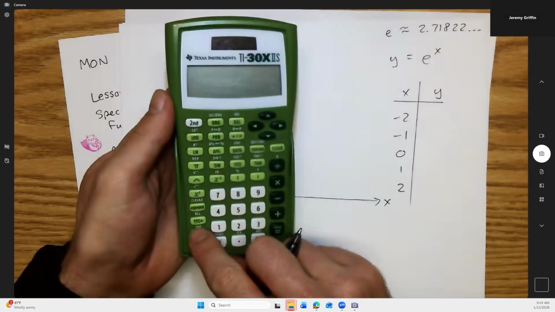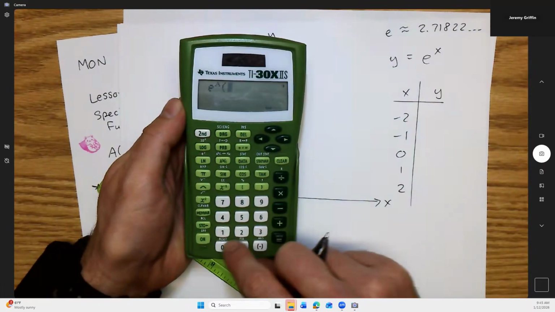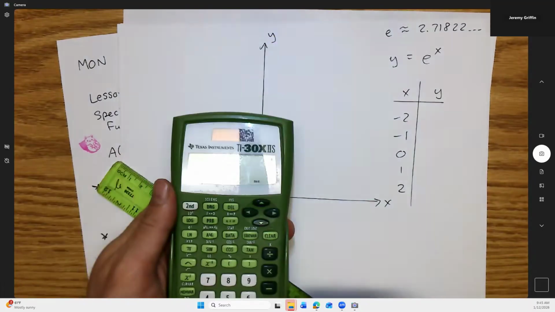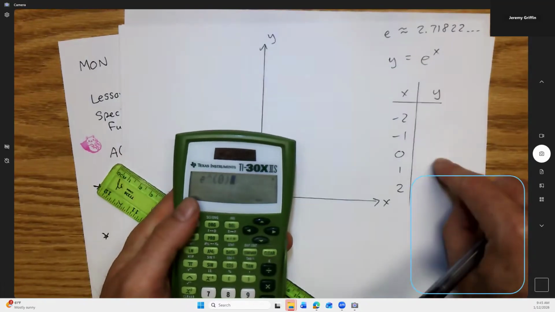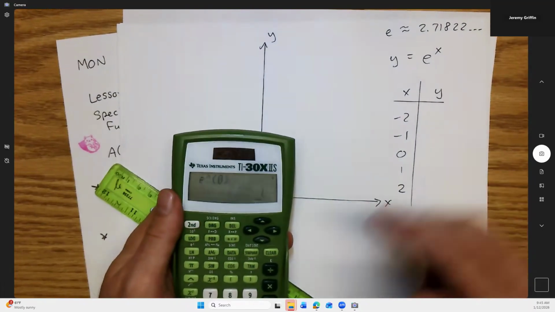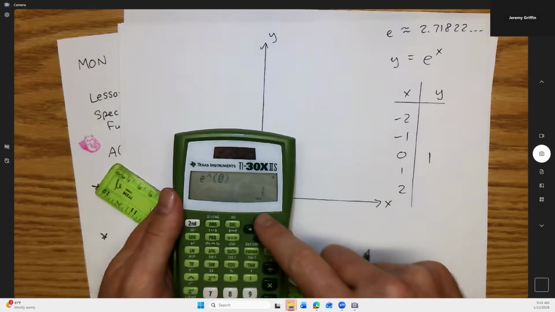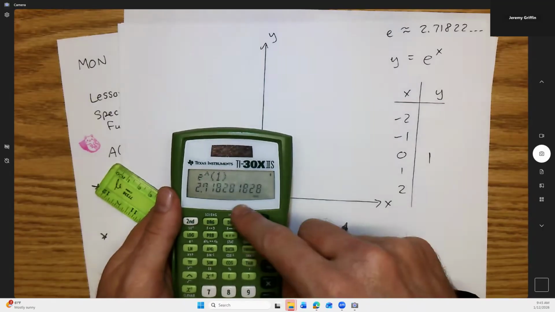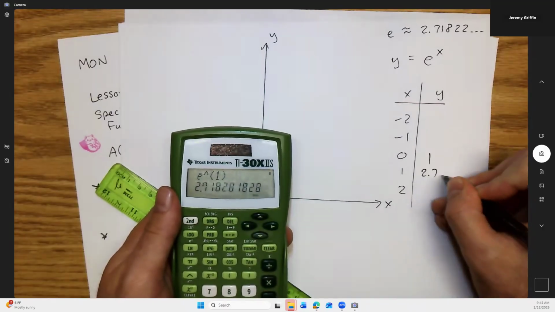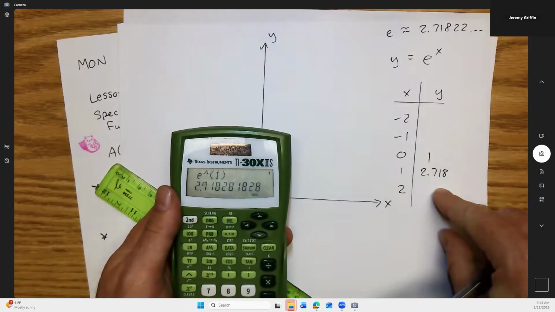Right, so what's e to the power of, let's start with 0? What do you guys think? I don't even have to use the calculator for that. I bet you guys know exactly what this is. It's 1. How about e to the power of 1? Well, actually, you just did that a minute ago. That's, of course, 2.718 something. I'll cut it off at some point.